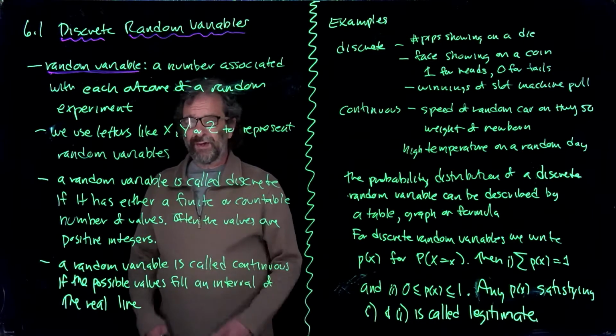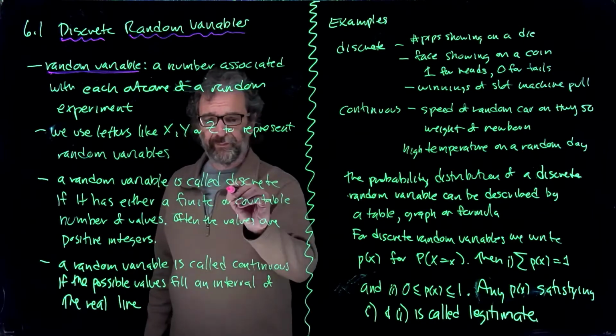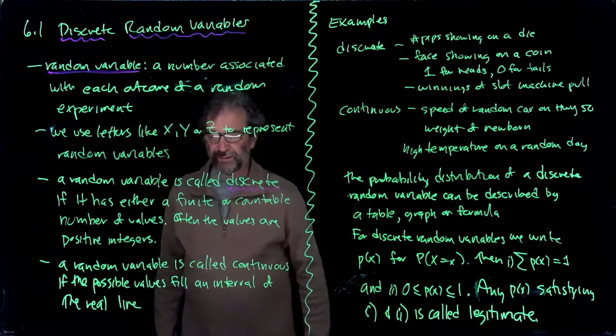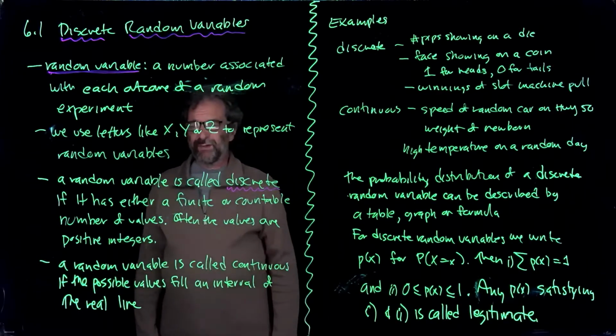A random variable is called discrete if it has either a finite or countable number of values. Often the values are positive integers, or just integers. So things like integers, they could go on forever, but they're considered countable, basically because you can count them and you imagine counting everything.